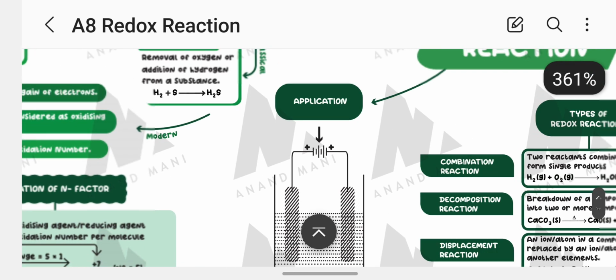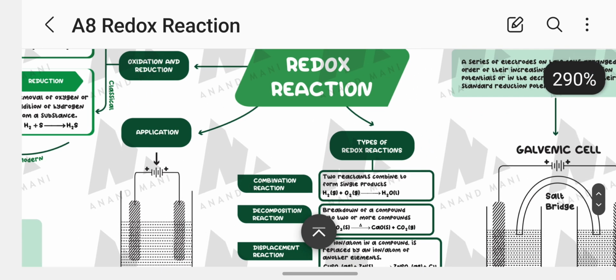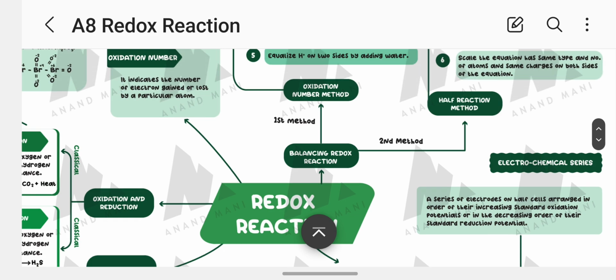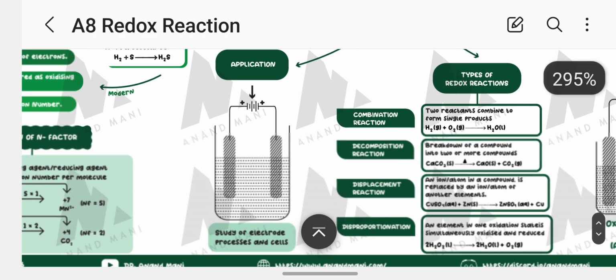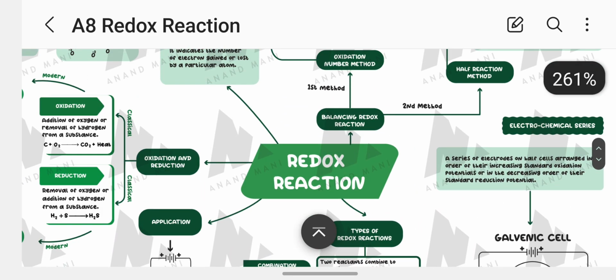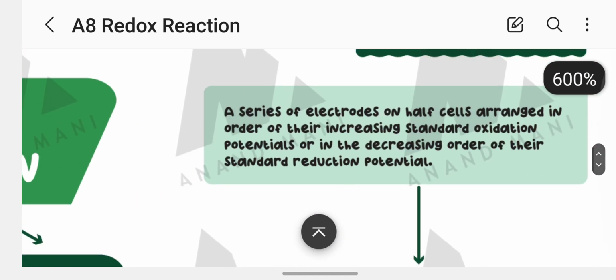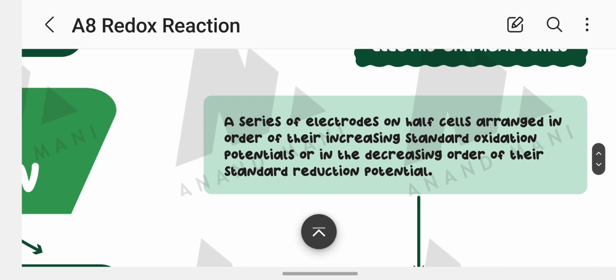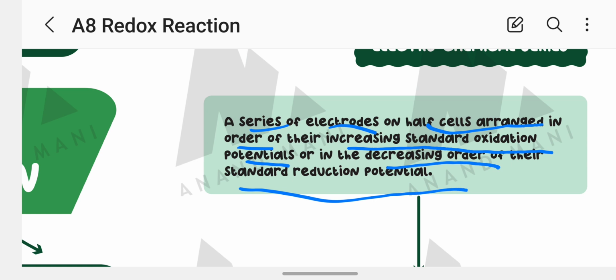Then we have the topics mainly remaining. I think the electrochemical series is remaining and the application is remaining. So let us do the electrochemical series first, because it's easy to remember, then we will move to our advanced topic. A series of electrodes or half cells arranged in order of their increasing standard oxidation potentials, or in the decreasing order of their standard reduction potential.